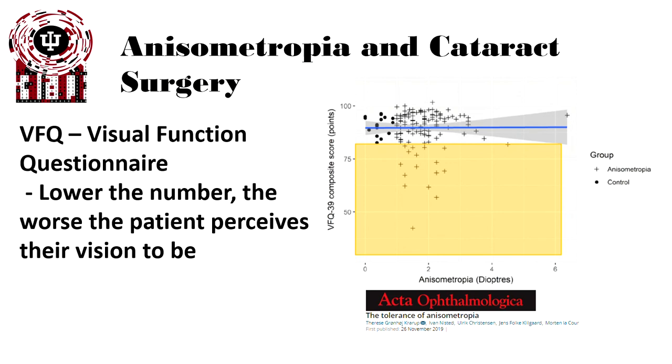That's one of the reasons why contact lenses and cataract surgery are a good way to treat anisometropia. Here's an example of anisometropia following cataract surgery. What we can see is they can tolerate a lot more anisometropia without symptoms. This is using what's called a visual function questionnaire, where the lower the number, the worse the patient perceives their vision. However, there's still some people around that two diopter group that are symptomatic.